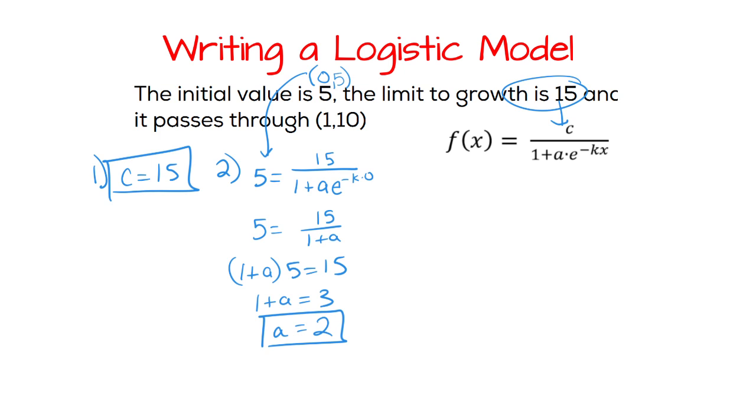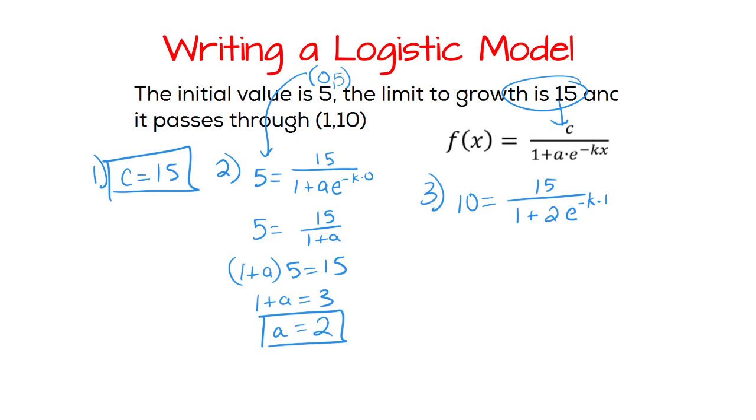Last thing I've got to do is figure out the K, and I'm going to use the (1, 10) to do that. So I'm basically doing the exact same thing as I did on step 2, except that I'm using this new ordered pair. So it's going to be 10 equals 15 over 1 plus, we now know the A value is 2, times e to the negative k, and I'm going to put in a 1 right there.